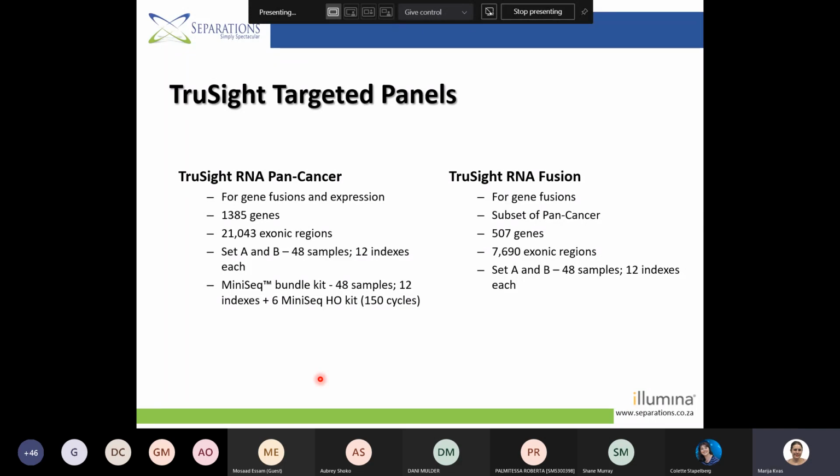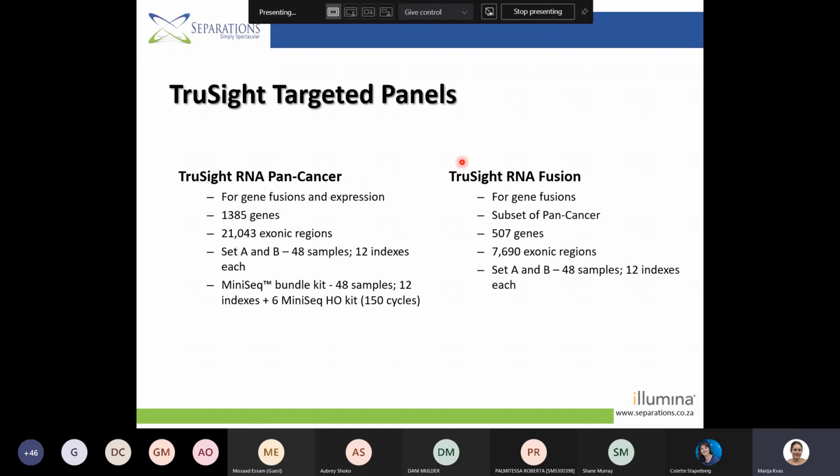When we are talking about a more targeted approach, remember I mentioned we have an enrichment-based approach, and here are two examples of those enrichment panels, specifically for the oncology studies that people are interested in. We're talking about TruSight RNA Pan-Cancer, where we are looking at gene fusions and expression of 1,385 genes. So we are looking at about 21,000 different exonic regions, right? We are not interested in everything, but only specific gene fusions and expressions.